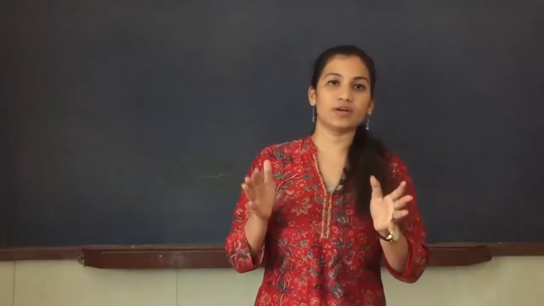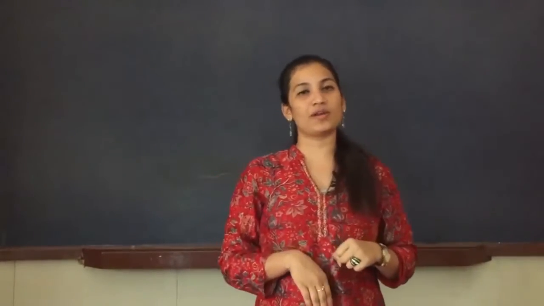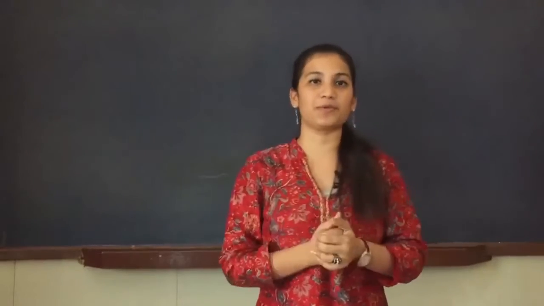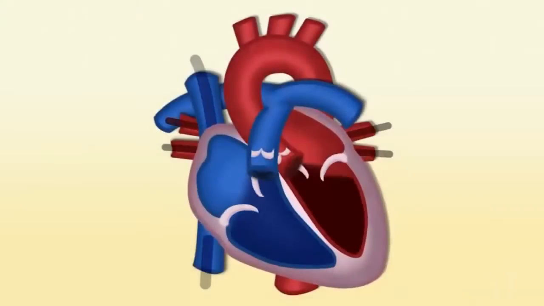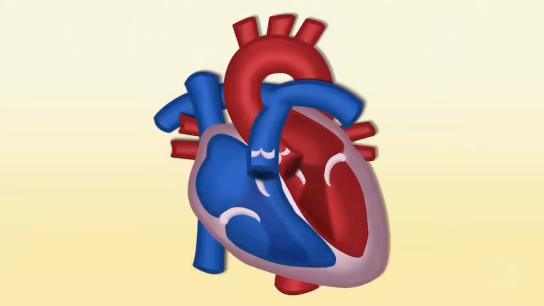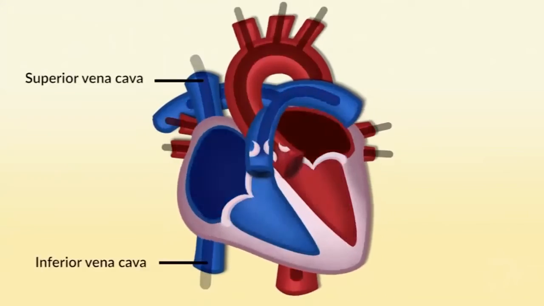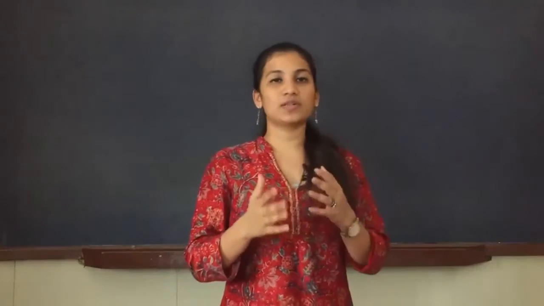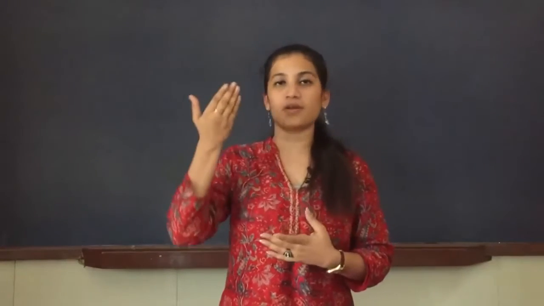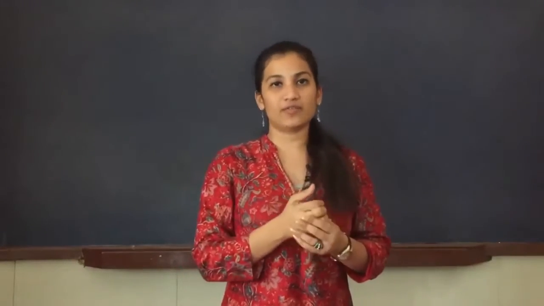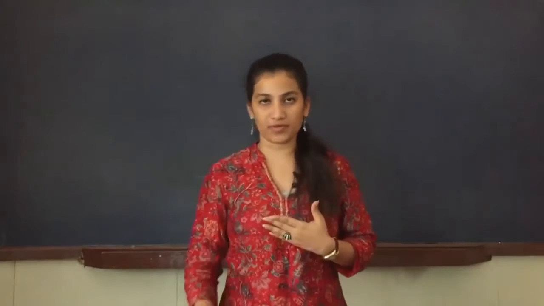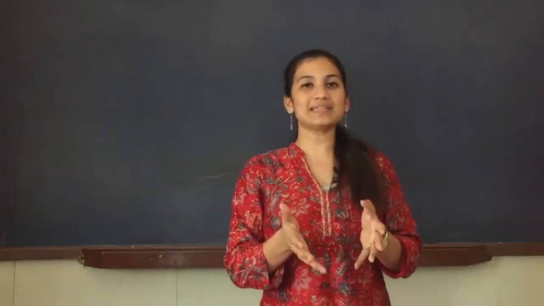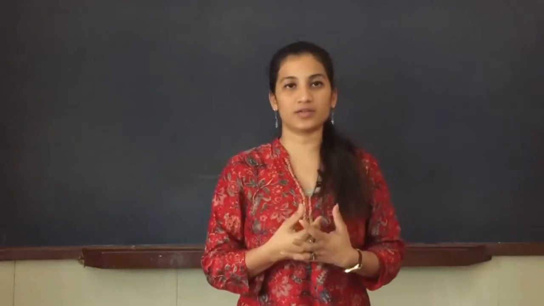Both the atrial chambers are separated from one another by the interatrial septum. The right atrium receives deoxygenated blood from the superior vena cava, inferior vena cava and coronary sinus. The superior vena cava gets all the deoxygenated blood from the upper part of the body. The inferior vena cava gets all the deoxygenated blood from the lower part of the body, whereas the coronary sinus gets the deoxygenated blood from the heart.